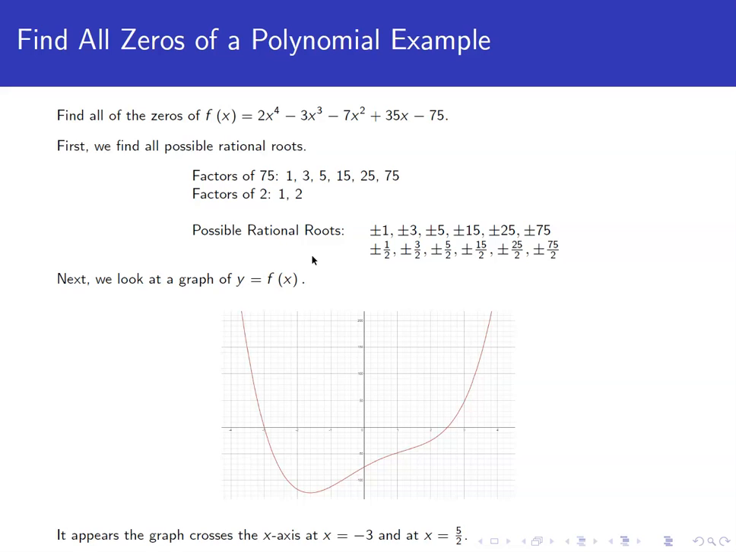For our numerators, we use the factors of 75. For the denominators, we use the factors of 2. Here are all of your factors of 75 over 1. Here are all your factors of 75 over 2.